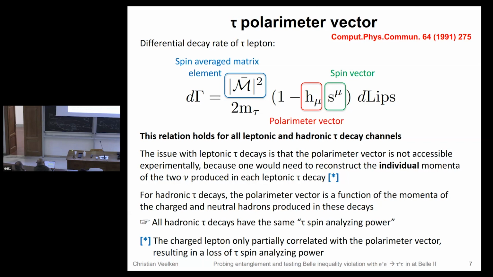And for this reason, because we have a very clean environment, we don't need to cut on leptons for triggering purposes at Belle II. I will focus on hadronic tau decays. And the important message that I want to give you is that there's no constant of proportionality in this equation. All the hadronic tau decays follow this formula. And that means that when you use the polarimeter vector method, they all have the optimal spin analyzing power of 1.